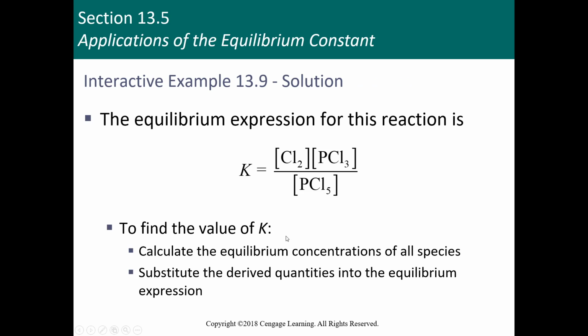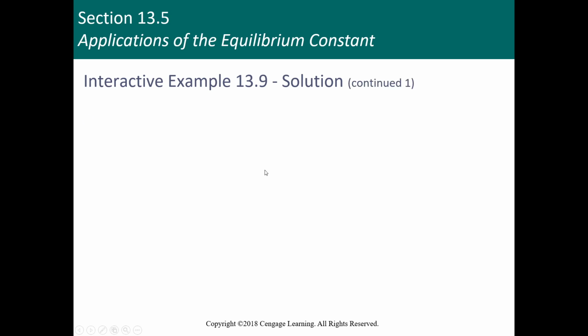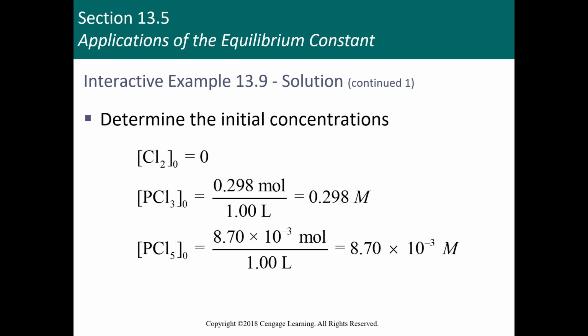So how do we find the value of K? Well, you have to calculate the equilibrium concentrations for all the species, don't you? Then you can substitute the derived quantities into your equilibrium expression, and then you can do your math and get K. So let's figure out our initial concentrations. We know that initially we have Cl2 as 0, we have this molarity of PCl3, and this molarity of PCl5.